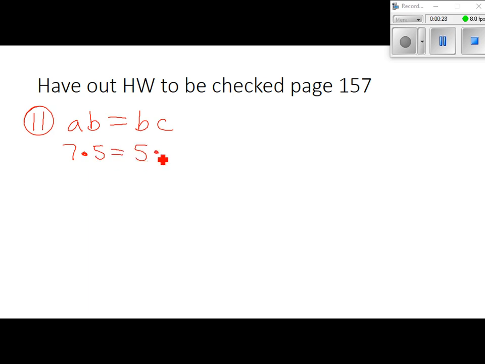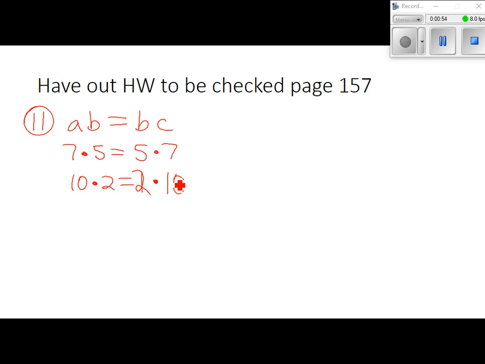When we look at that, what's C? 7. Give me another number for A. 10. Give me another number for B. 2. Oops, you just told me B was 2, not 10. What's C?